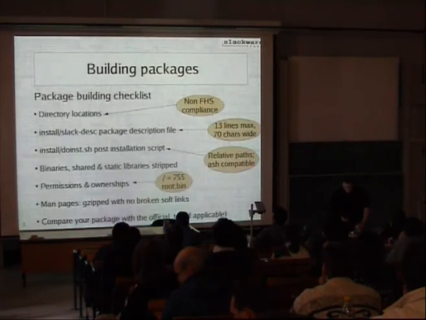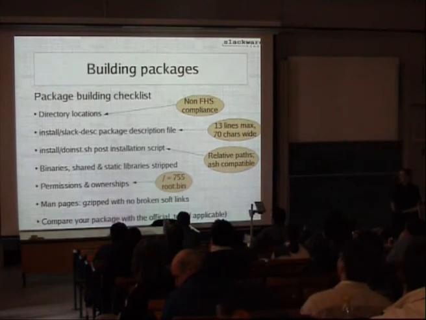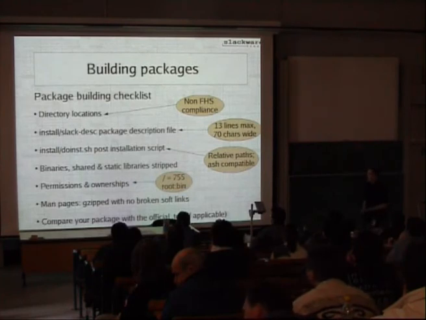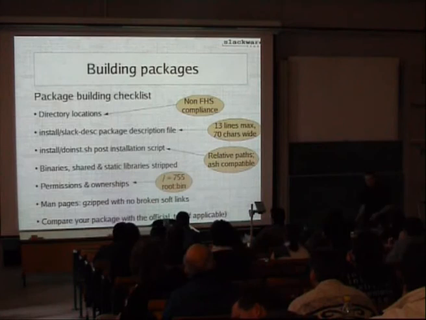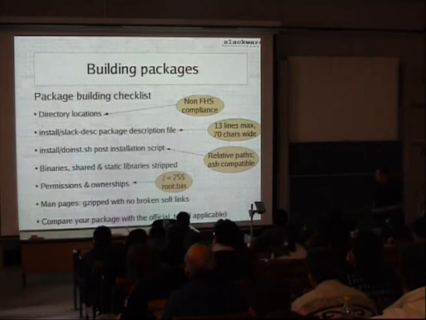So finally, we'll finish off with a quick checklist if you're interested in Slackware packages. Remember that Slackware's directory locations aren't FHS compliant, so that's the usr/doc directory, usr/info, and those are important. The install/slack-desc package description is 13 lines maximum. Most people think it's 11, but it's actually 13. And 70 characters wide.